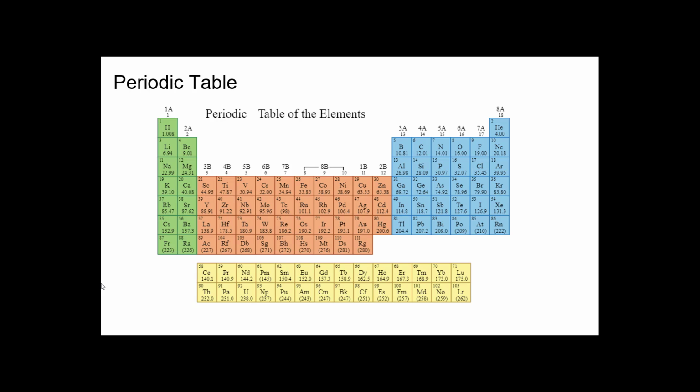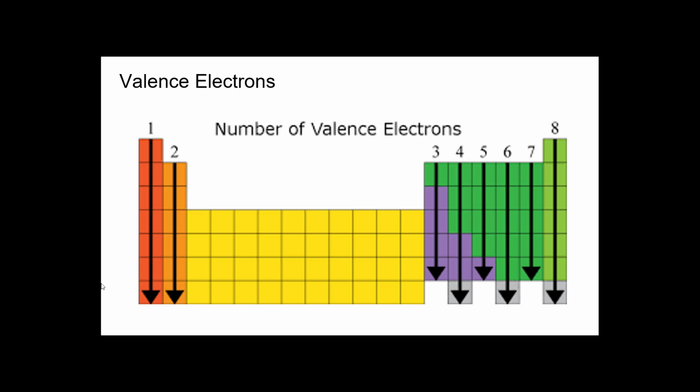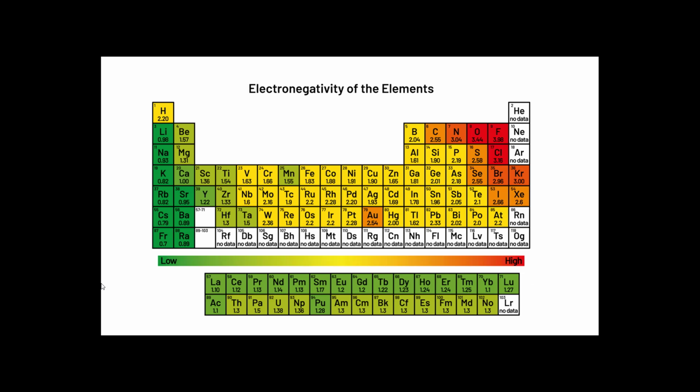I put in a periodic table here to help you. Also valence electrons, I found this online. Again, something general to help you understand this. That's why it's blurry, because I found all these online. And then electronegativity will also come into play when you're trying to determine a central atom.